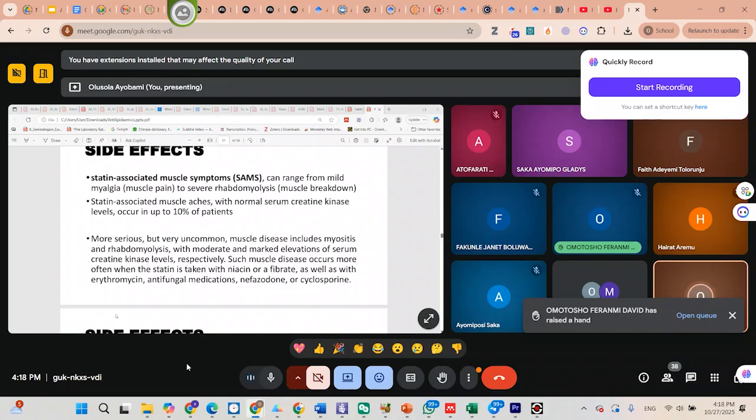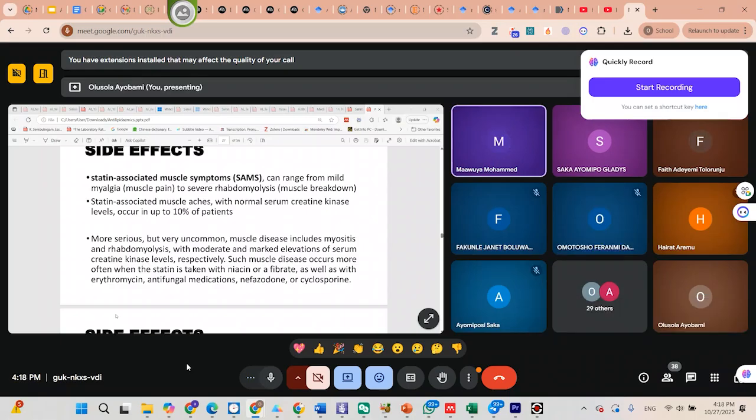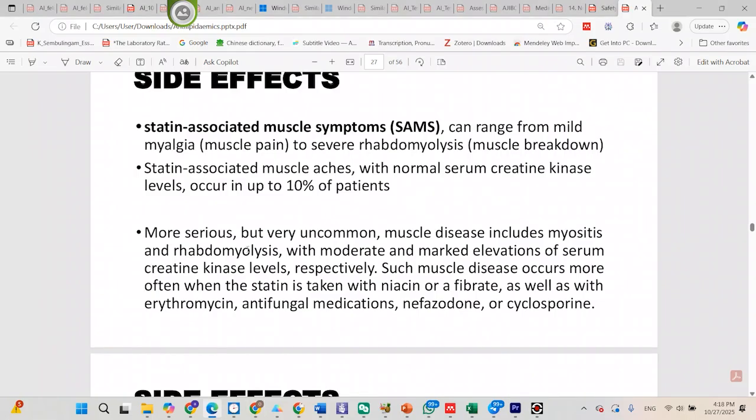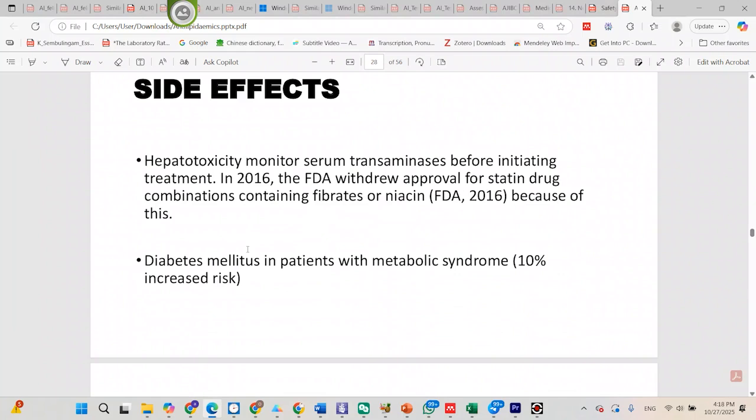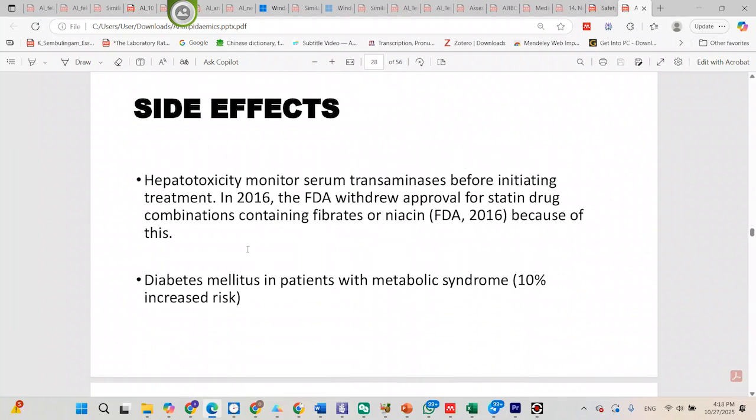So what happens when erythromycin inhibits CYP3A4? What will happen? Anybody? Yeah, go ahead. There's a buildup of statin in the blood, which causes toxicity. Yes, that will cause the accumulation of statins in the blood, and it can lead to more pronounced toxicity. Because these statins work in the liver, there's a risk of hepatotoxicity.